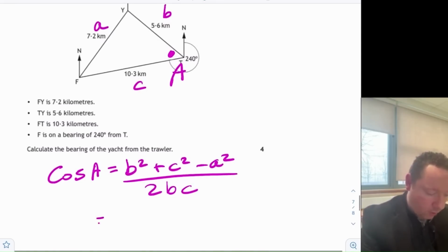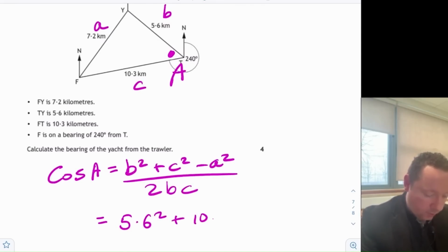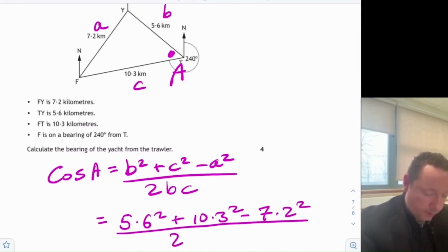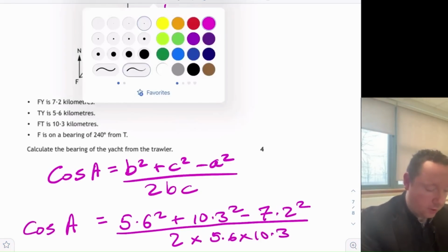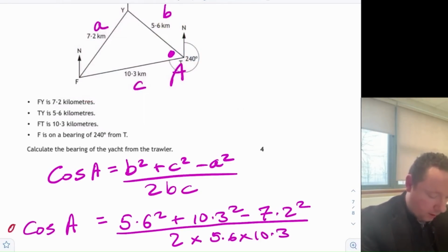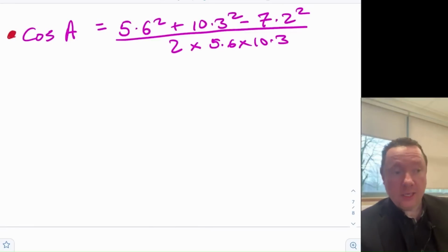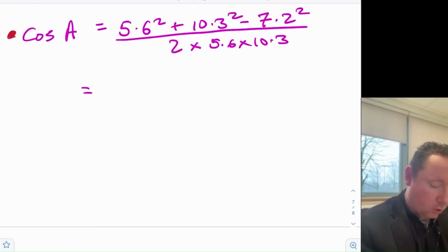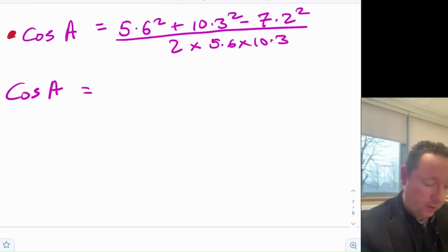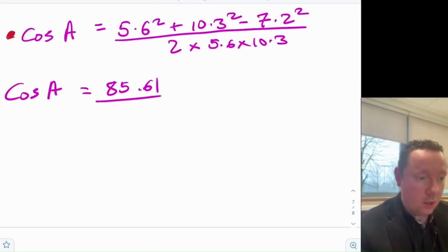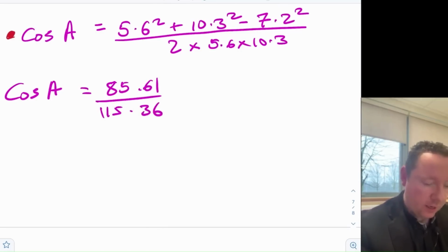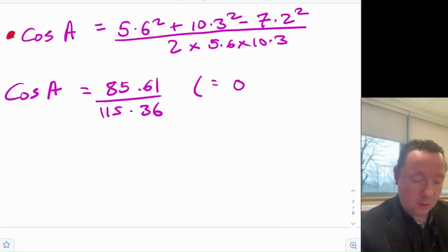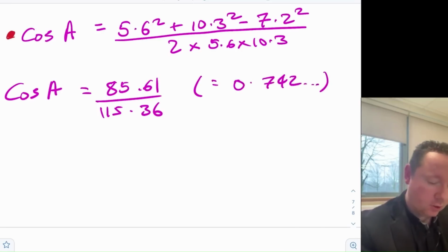So we can then say we've got 5.6 squared plus 10.3 squared minus the 7.2 squared all over 2 times 5.6 times 10.3. That's cos A. You'll get a mark at that point for substituting correctly into the cosine rule. So there's a mark right there. So for our next mark, if we can work out that cos A is equal to 85.61 on the top over 115.36, or leaving that as a decimal, which would be something like 0.742, that gives us our second mark.